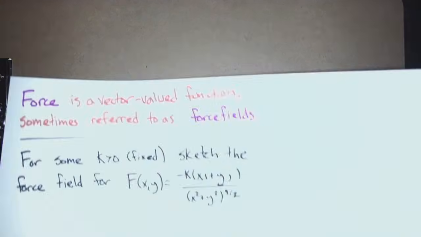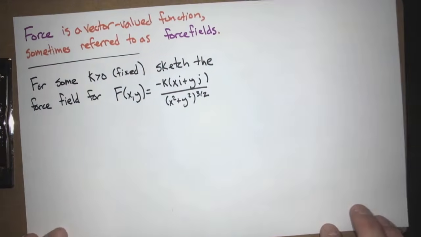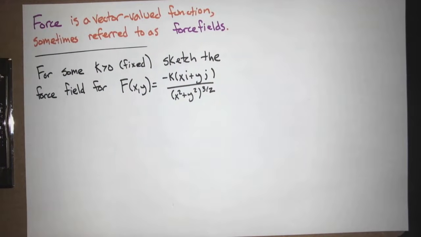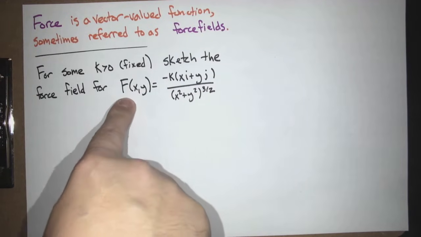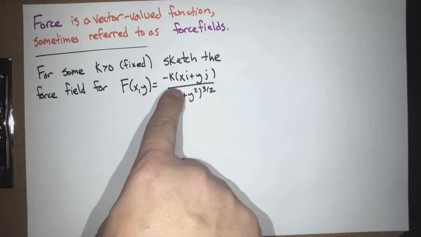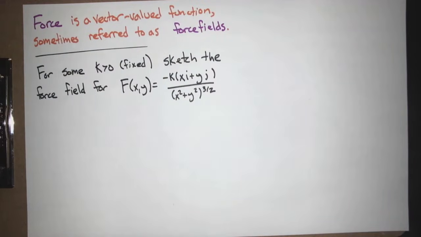One classic example of vector-valued functions are force. So force has a direction and it has a magnitude, and so that leads to force fields. So here's an example. Let's say the following is a force field. So I have a function of xy, and it's written as minus k xi plus yj over x squared plus y squared to the 3/2. And we'll do a rough sketch of what this says.